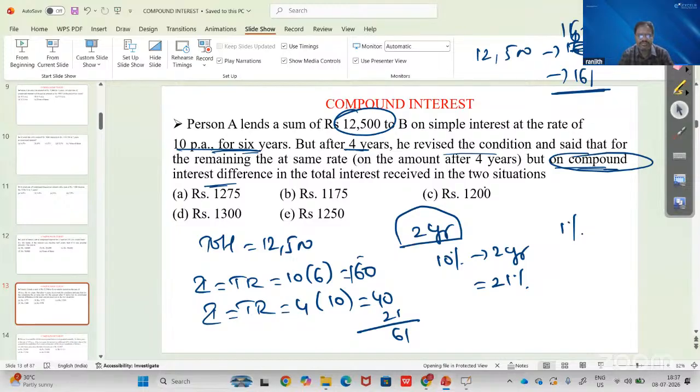10 into 6 equals 60. But after 4 years, he revised the conditions that the remaining.